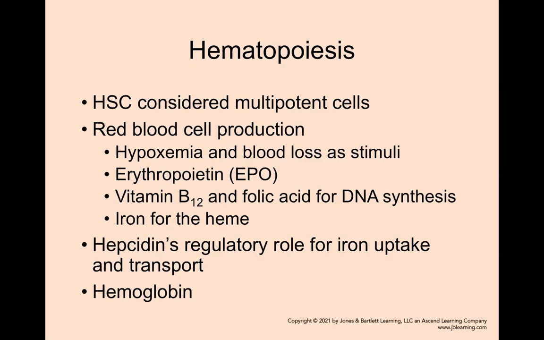There is also iron, which is the heme portion of the red blood cell development, and the dietary sources of that include animal proteins, plant proteins, and dairy products. Hepcidin is the regulatory role for iron uptake and transport, and there is a lovely diagram on page 82, figure 3.5, that reviews oxygen and iron absorption. I think that would be very helpful.